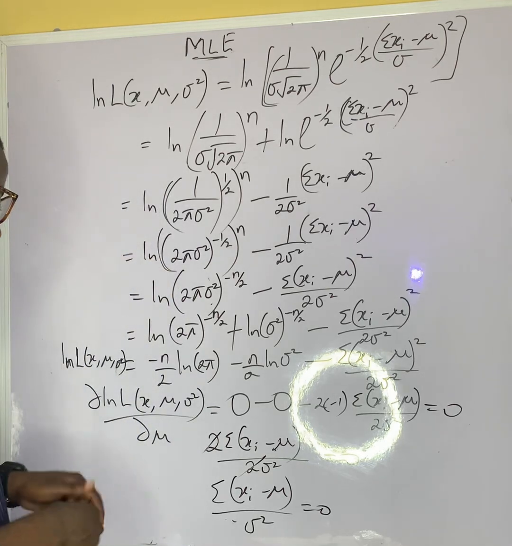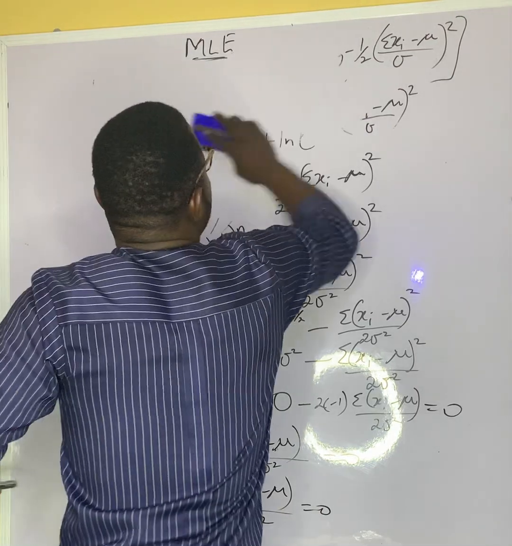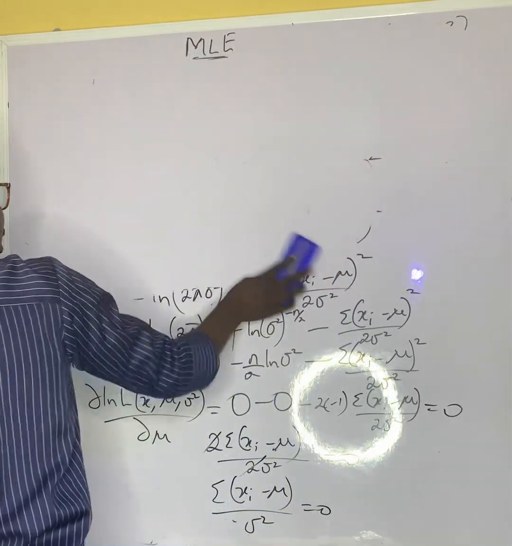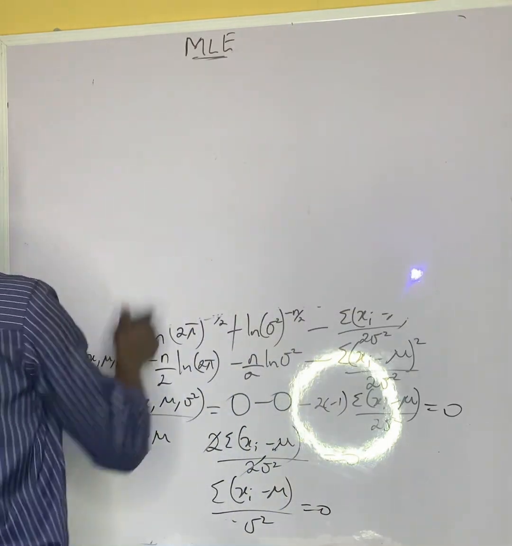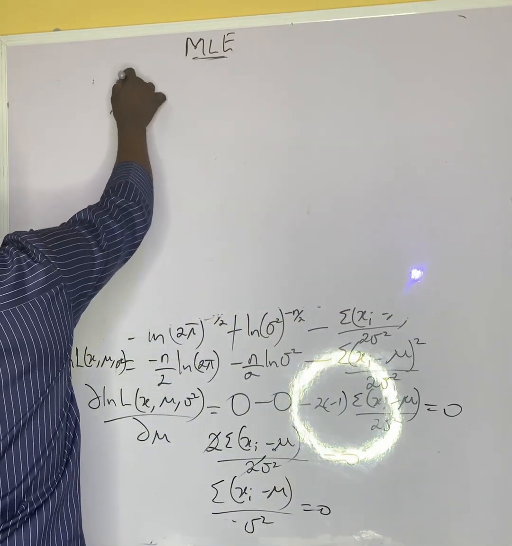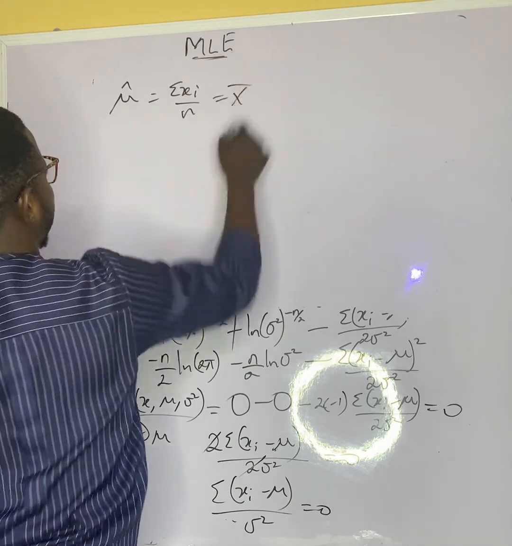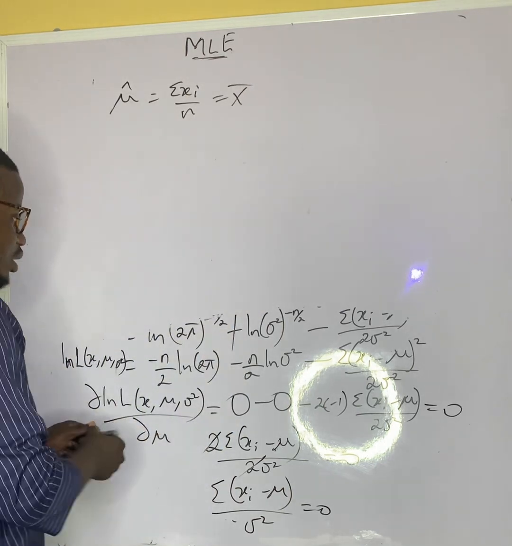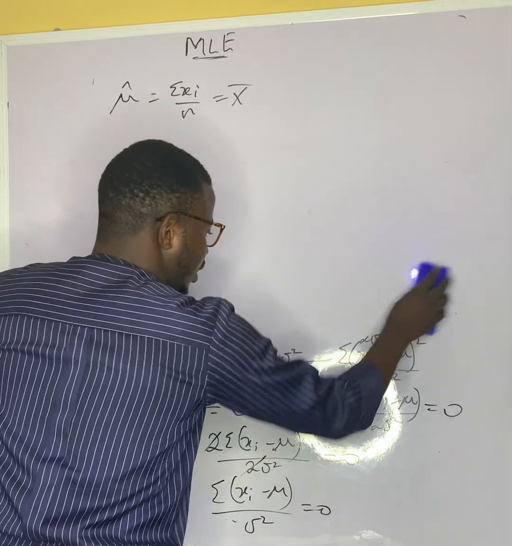Now the next thing I want to have there is the final answer for the mean, the maximum likelihood estimation for the mean. So that will be mu cap. So I need to have mu cap equal to summation xi over n, which is equal to x bar. So now the next step is to differentiate what we have here with respect to sigma square.